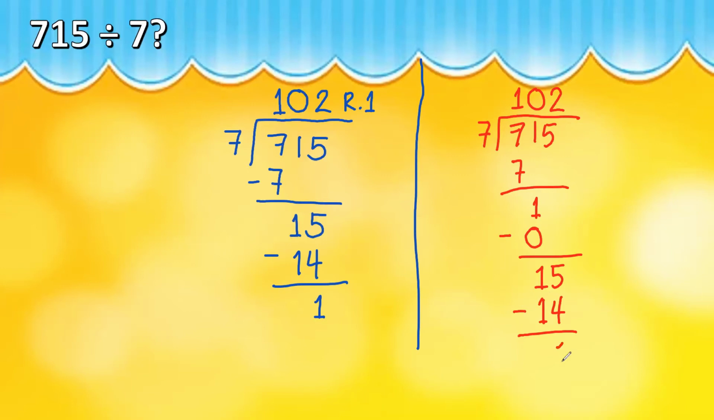15 minus 14 is 1. 102, remainder 1. As you can see, this is longer than this one because we skip the subtraction in here and we directly bring down 5 after 1. But as I was saying, if you do this process, make sure that you will not forget writing 0 here.